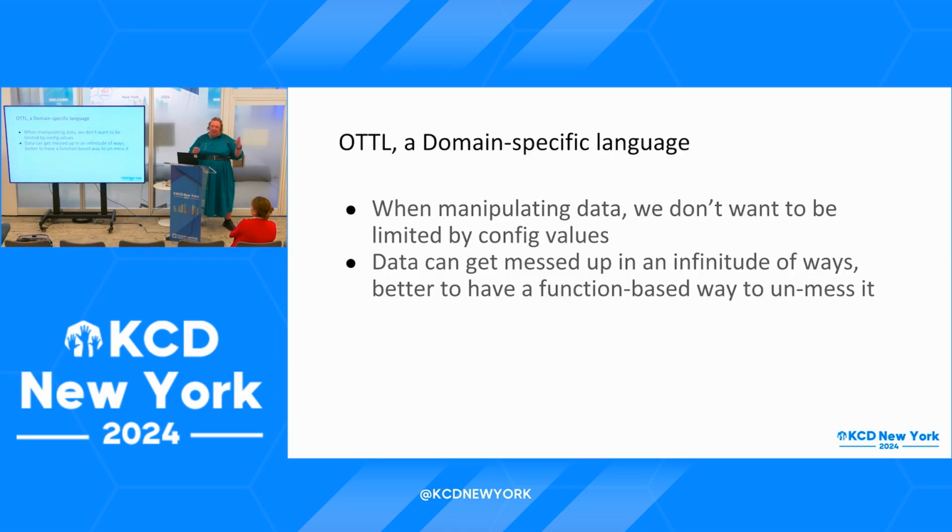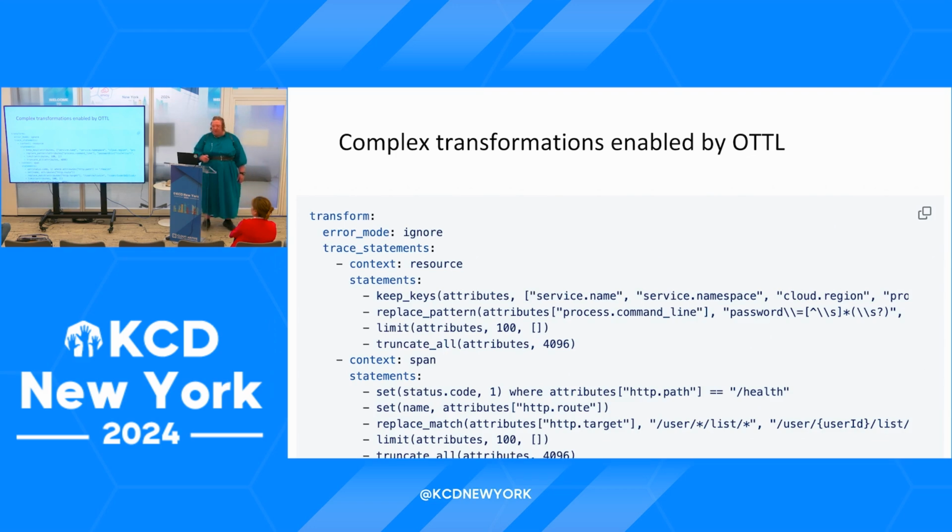So enter OTTL. OTTL, or OpenTelemetry Transform Language, is a domain-specific language specifically for doing this. So in general, just to say it again, when manipulating data, we don't want to be limited by config values. Data can get messed up in an infinitude of ways. Better to have a function, the best way to unmess it, right? Because we just don't know how we're going to need to transform our data. So OTTL enables much more complex transformations.